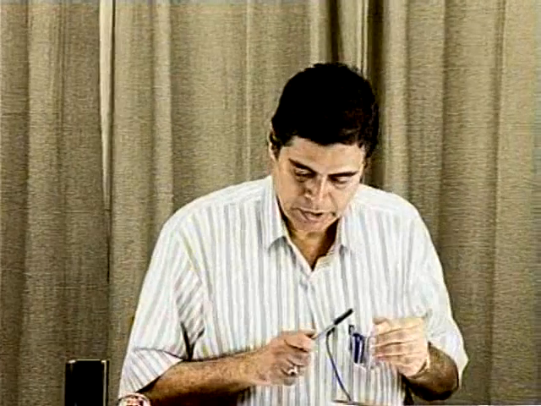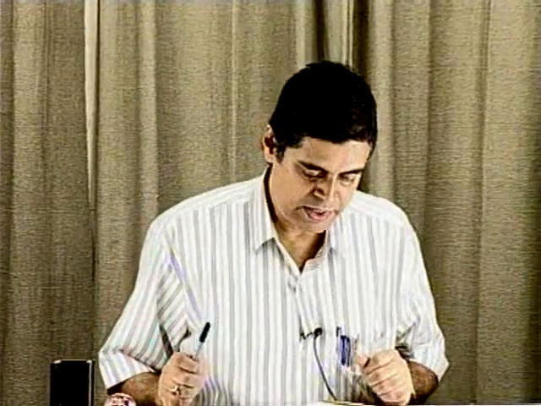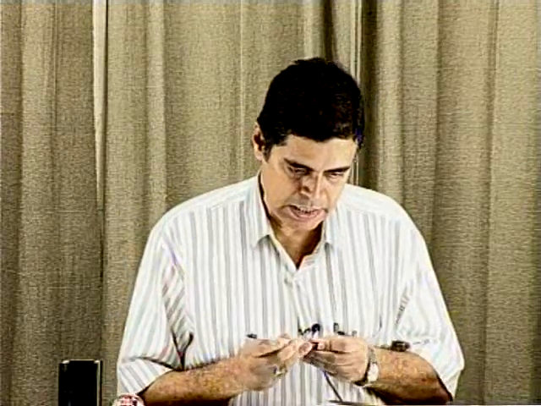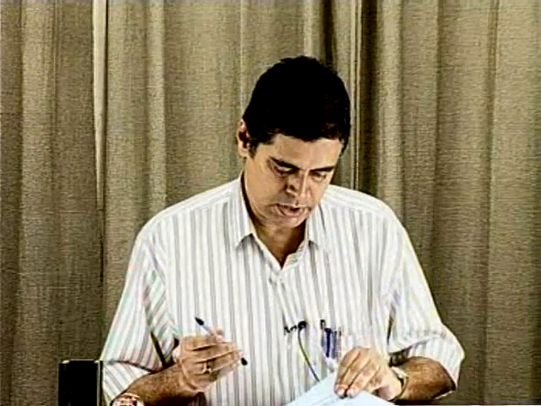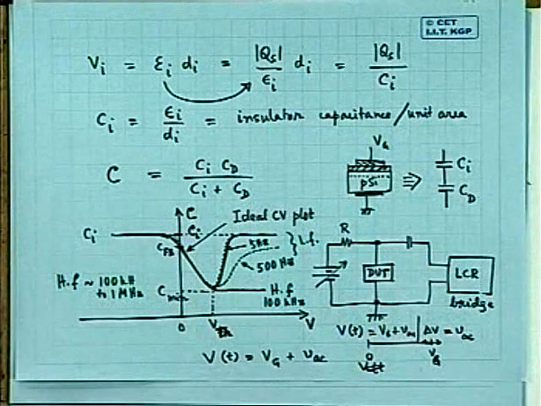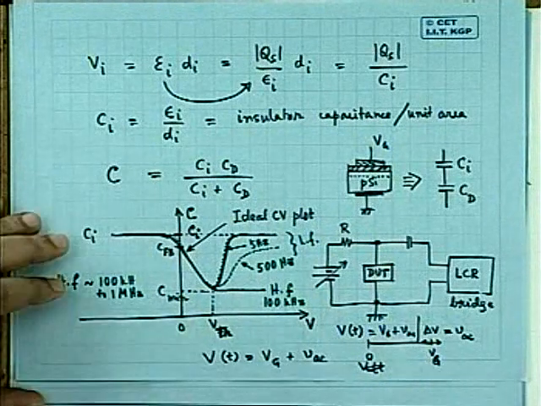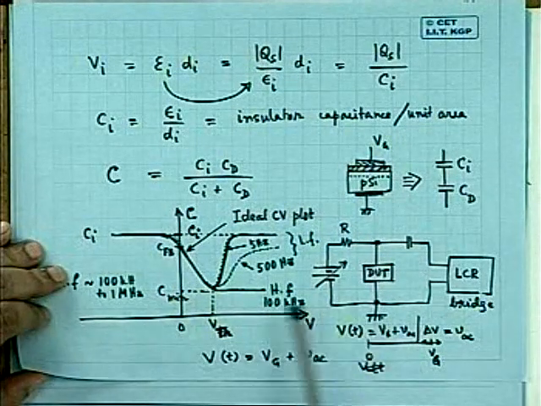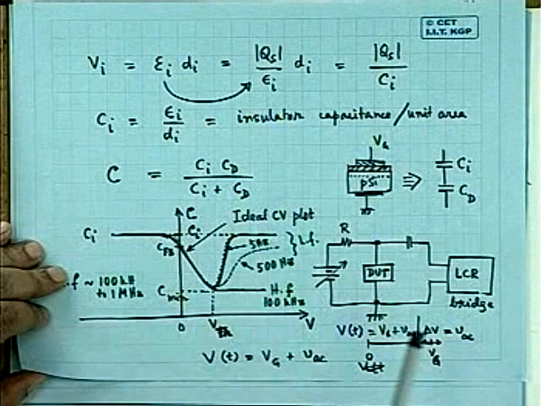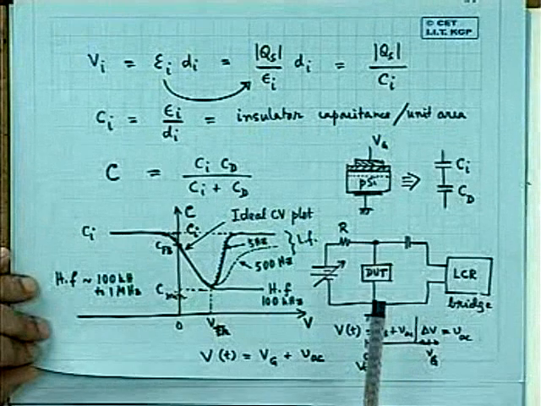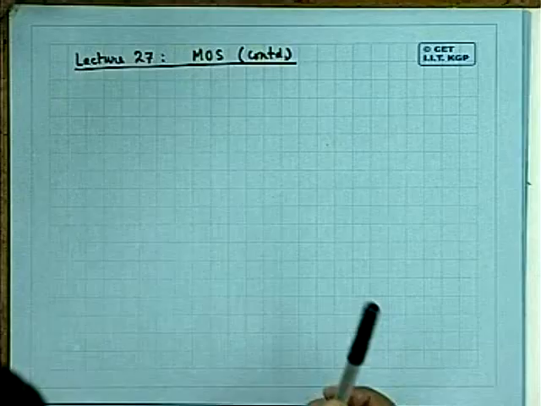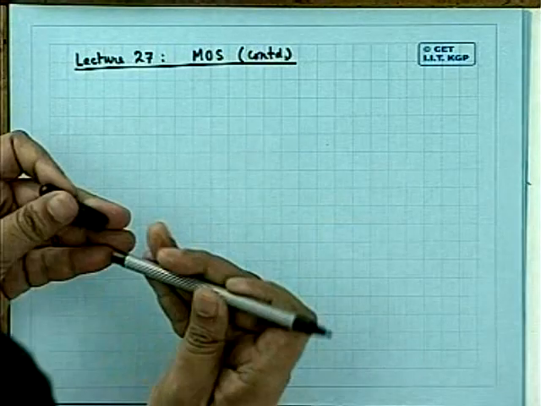Good morning. So starting this 27th lecture today, and as you know, we are discussing the MOS devices. Continuing our discussions on MOS devices, in the last class I was discussing the CV plots of MOS capacitors, which look like this, and I can once again draw it because this is a very important thing. Let me discuss once again.